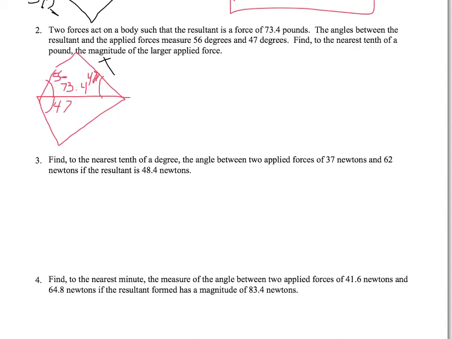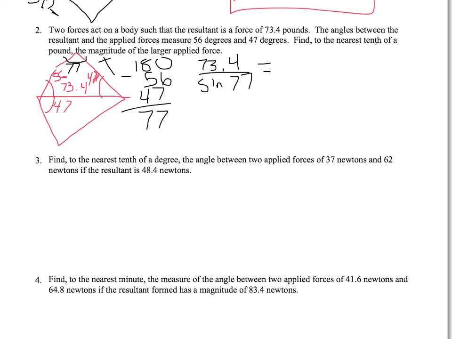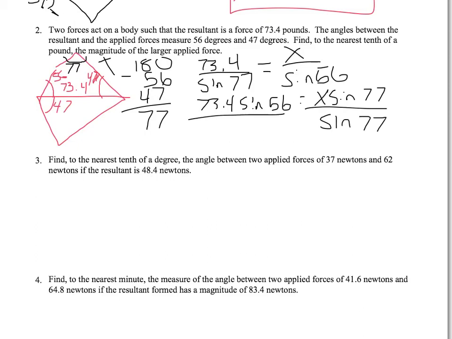In order to be able to find that side, it would be nice if you had the angle across from the 73.4, because then you could use law of sines. We could easily get that, though, by taking 180 and subtracting off my other 2 degrees. And you end up getting 77. Now I can use law of sines. So it's going to be 73.4 over sine 77 is equal to x over sine 56. Cross multiply. Divide by sine 77. You end up getting x equals, nearest tenth it says, 62.5.